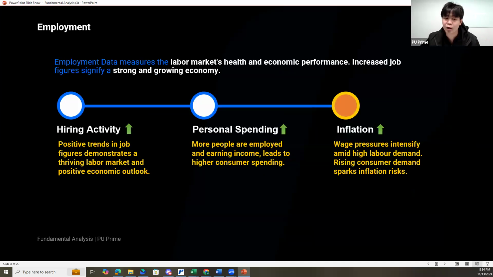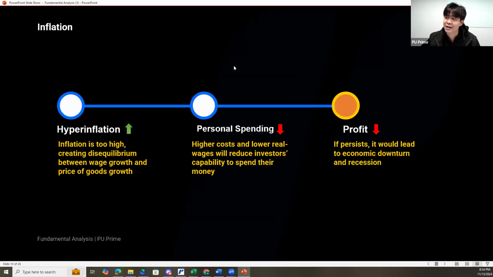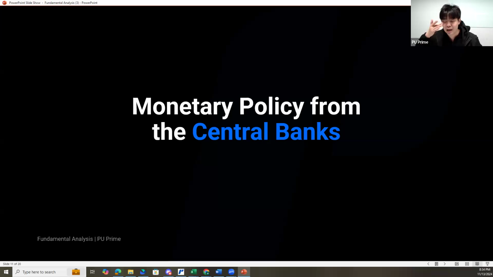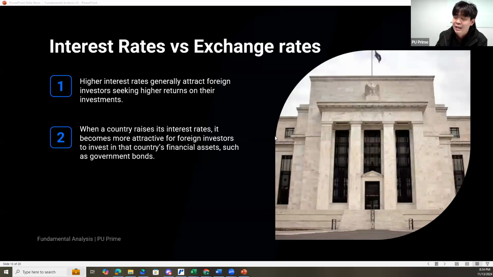What is the key economic data we need to understand? The first one is employment, the second one is GDP, the third one is inflation. High inflation and low inflation are going to cause the central bank to do a lot of policy actions. For example, if inflation is very high, the Fed is going to increase the interest rate, and this will normally be beneficial towards the currency, and vice versa. So the key thing is that we need to understand the relationship between interest rate as well as exchange rate.